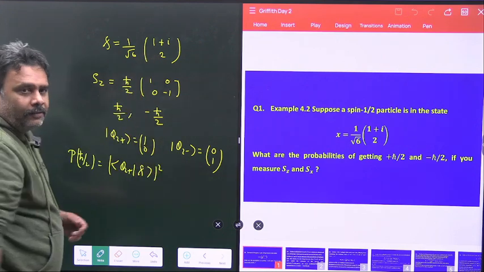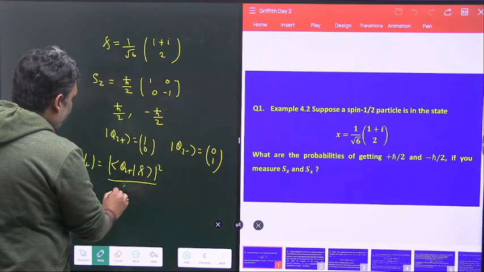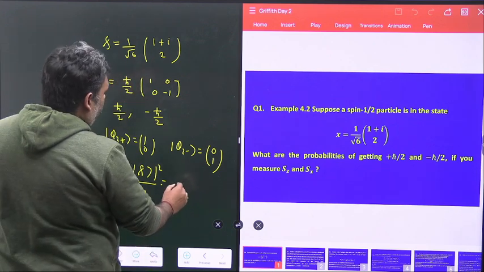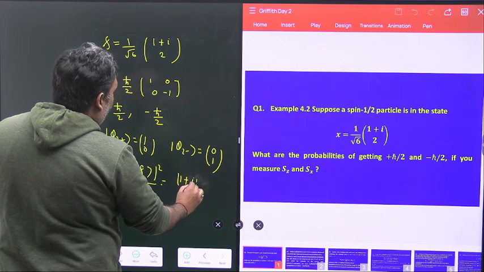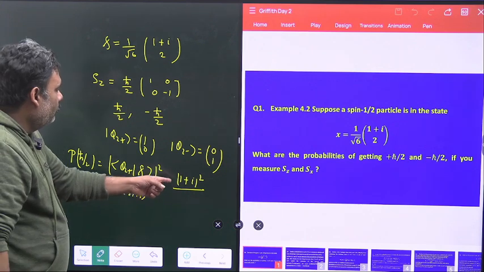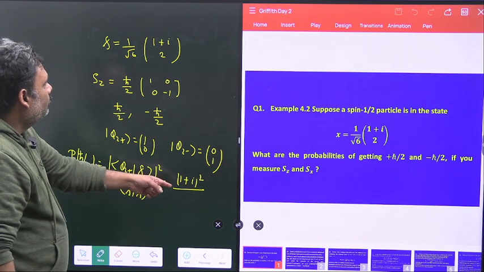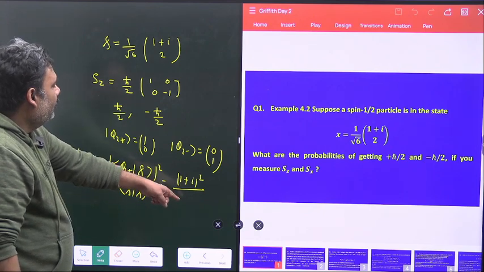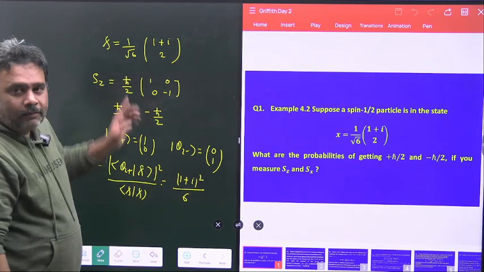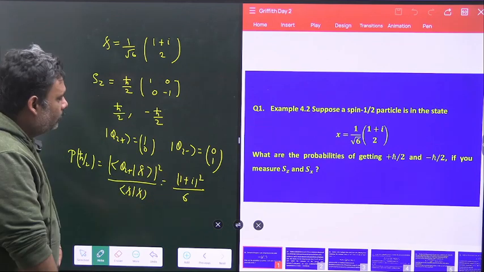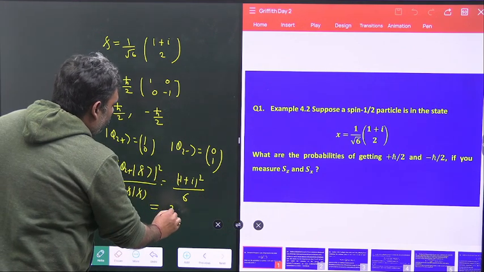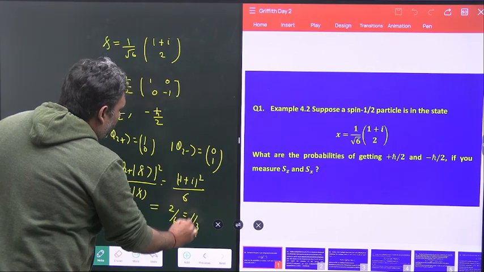This is normalized, right? This is normalized, so there is not any problem. Otherwise, you would have to take chi and chi also. If you are going to calculate it, what do you have? You have mod square of 1 plus i, and below that, the normalization constant 1 by 6. So you have to be very careful. What is this value? That value is 2 by 6, that is 1 by 3.